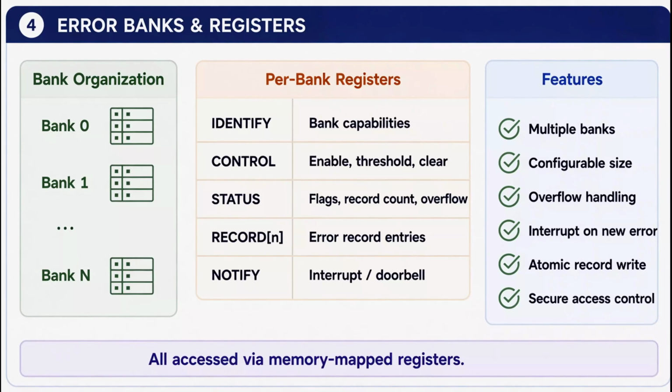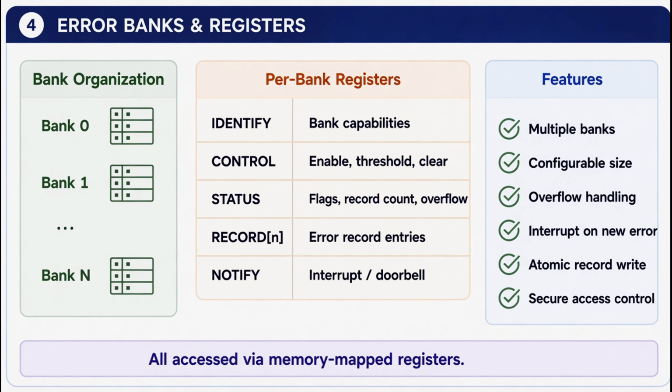Just tag it and only escalate it if it's actually read. Each component can have multiple banks. Each bank starts with a header. Identify tells you about the vendor and their capabilities. Control enables and configures. Status reports flags and counters. And then record 0 through record N are the individual error entries, and notify configures the interrupt or doorbell.